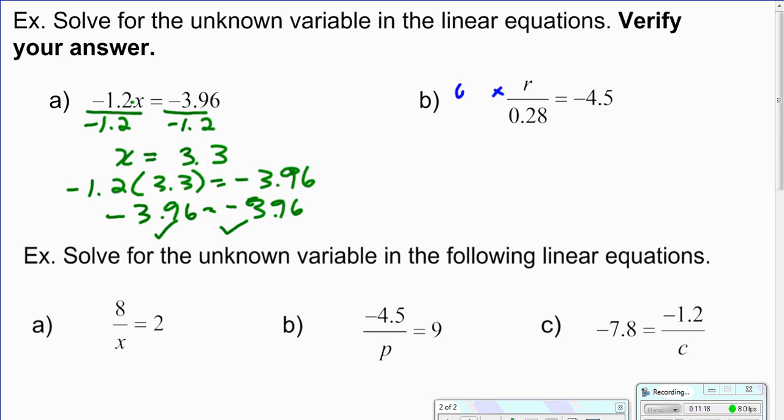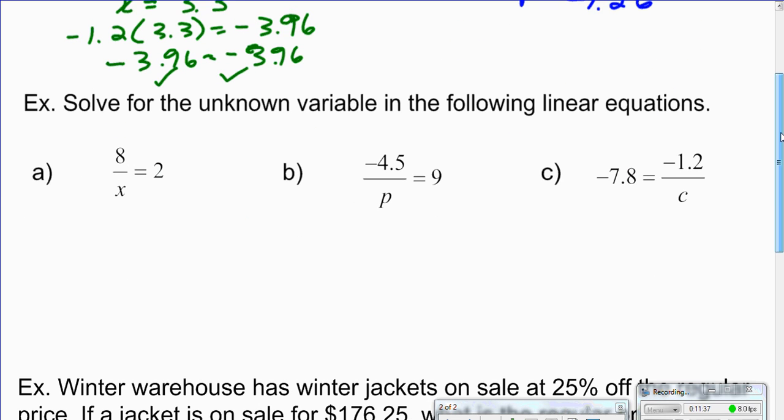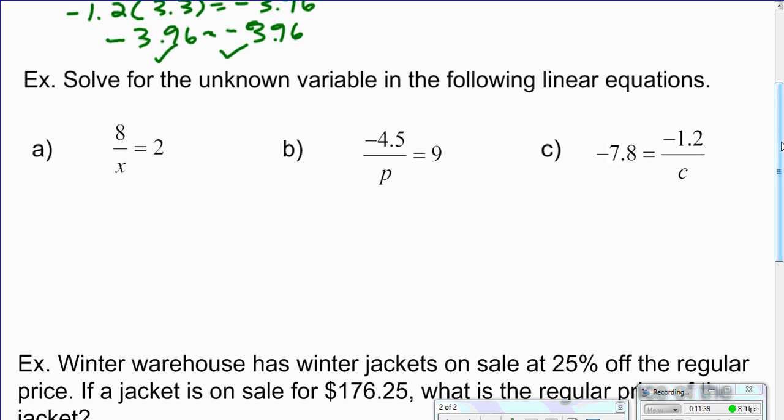So we're going to times it by 0.28 to cancel it out. Okay, so then we get r by itself, and r equals a negative 1.26, because negative times positive is negative. So again, you are going to do these 3 on your own, and then we will check them together. Actually, no, we're not going to do these 3 on your own.